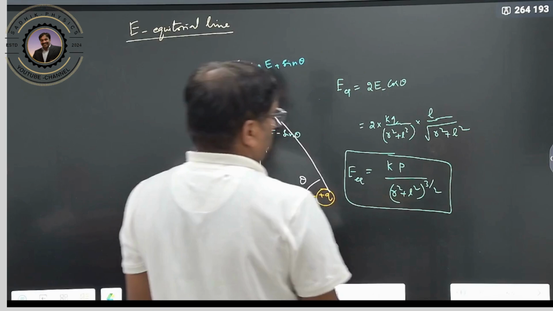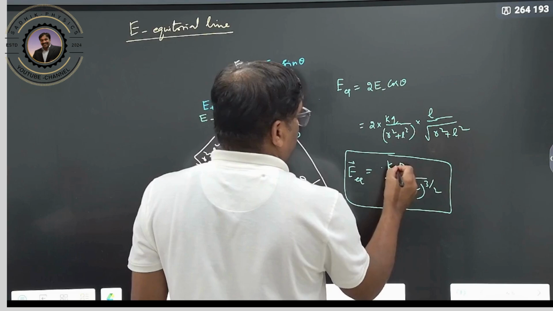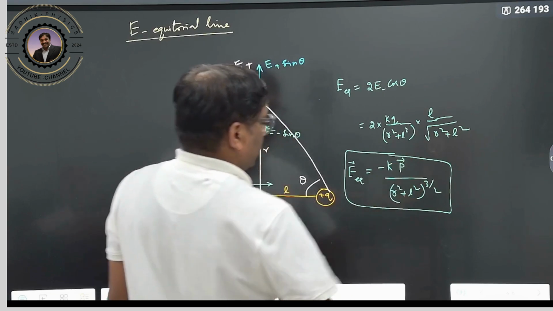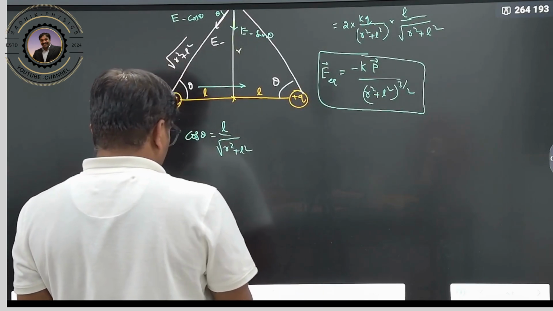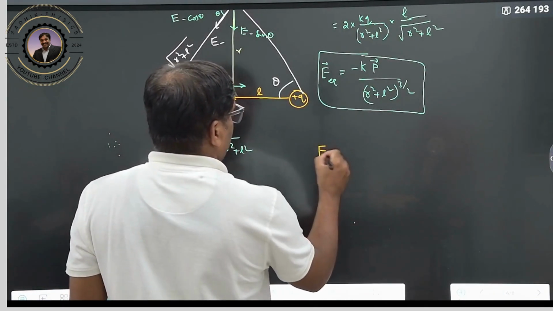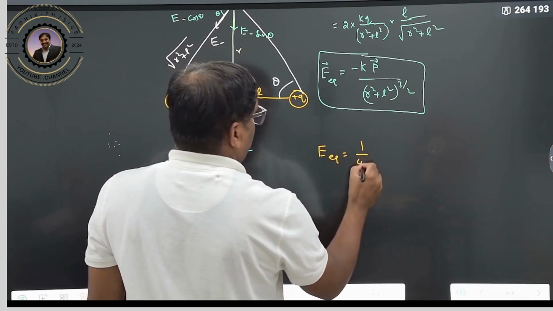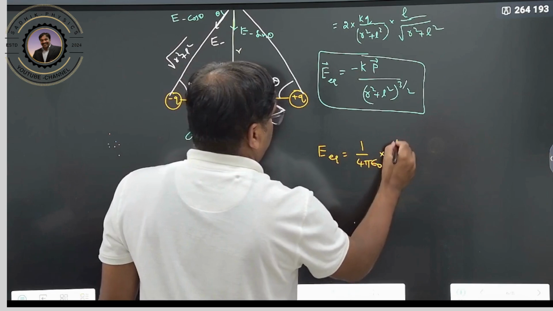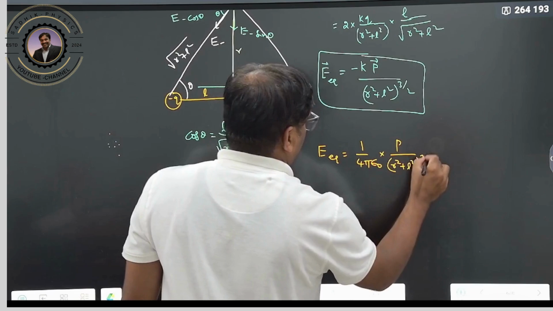Clear? So if you write it in terms of vectors, it becomes a minus 1 onto this. So the electric field due to the dipole along the equatorial line, you can rewrite it as 1 by 4 pi epsilon naught into P by R square plus L square to the power of 3 by 2.